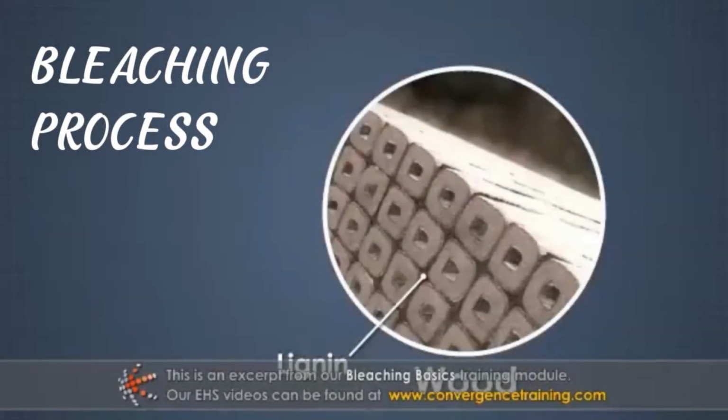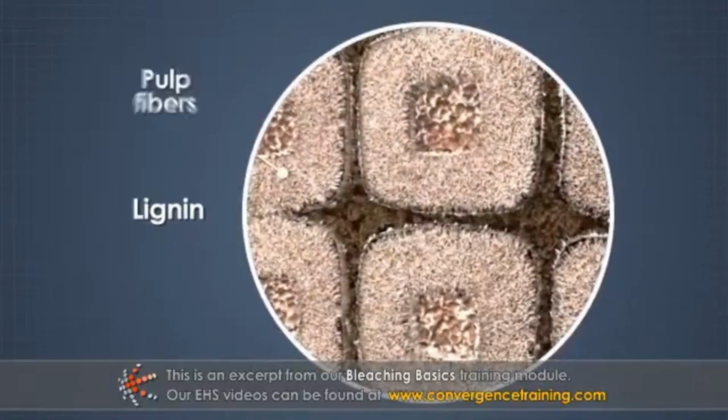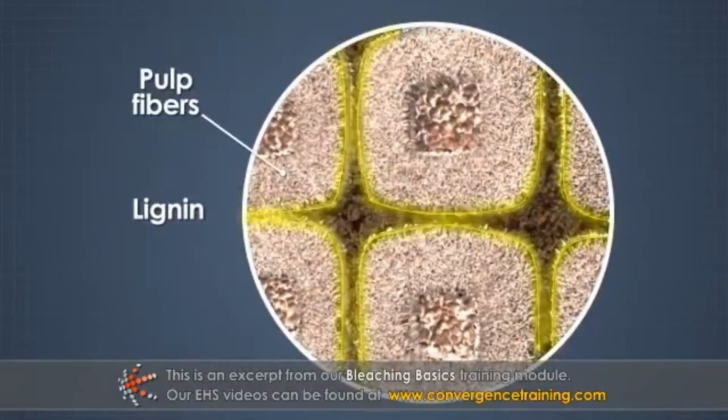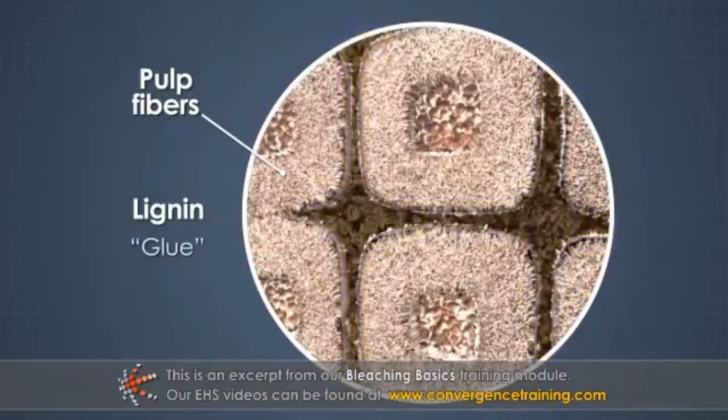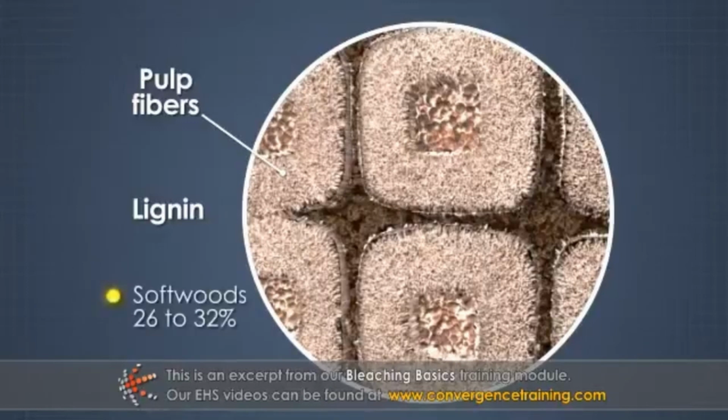Lignin refers to a group of organic compounds present in the outer layer of the cell walls and in between the fibers. It is the glue that holds the fibers together to make wood. To convert wood into paper, the lignin that holds the fibers together must be broken down. The lignin content of softwood is 26 to 32% by weight and hardwood is 20 to 28%. Lignin is dark brown in color.